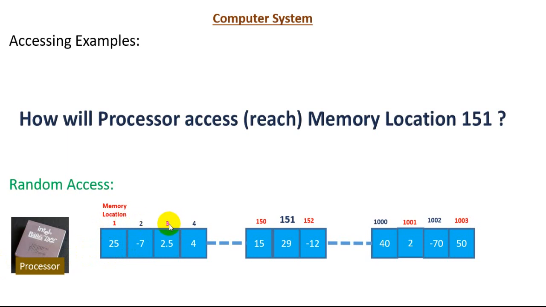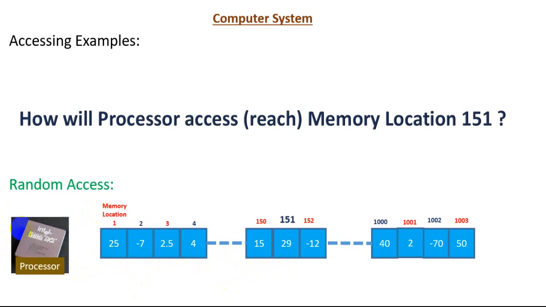Okay. So now the question here is, how will the processor access memory location 151? So if we are going to do a serial access method, then like what we saw in the previous example, first the processor has to go to 1, then 2, then 3, then 4, 5, 6, and go on until it goes to 151. But that is not what random access is. That is serial access, okay?